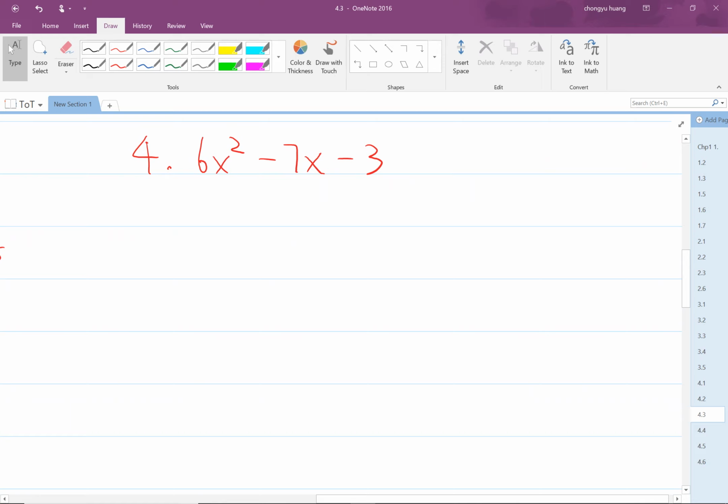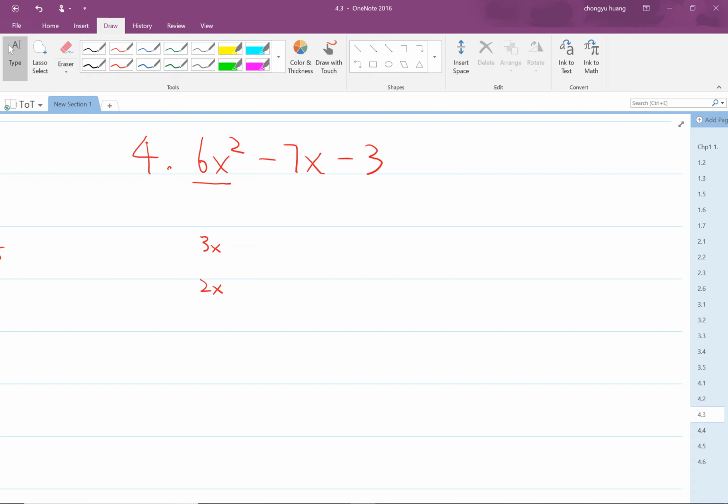So question 4, what we have is 6x squared minus 3x minus 3. Over here we have 6x squared, so we put 3x and 2x, because 3x multiplied by 2x is 6x squared, right?